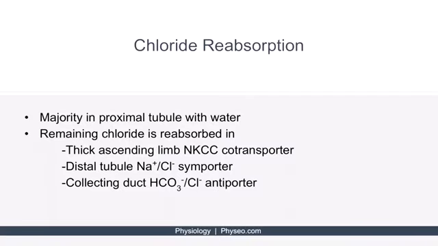Now let's talk about chloride. As with sodium, most chloride is reabsorbed in the proximal tubule with water. As water is reabsorbed paracellularly in the proximal tubule, chloride is pulled with it. The rest of the chloride is reabsorbed in the thick ascending limb via the sodium-potassium chloride cotransporter, as well as the sodium chloride symporter in the distal tubule, and the bicarb chloride exchanger in the alpha cells of the collecting duct. We're not going to spend any more time on chloride. In fact, the relevance of chloride levels in the urine are discussed in the acid-base lecture of this chapter.